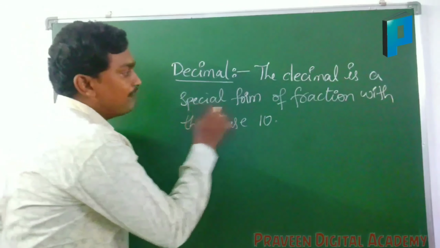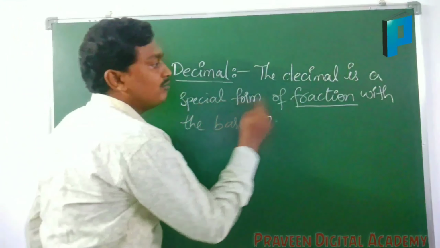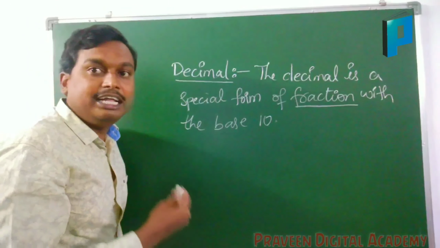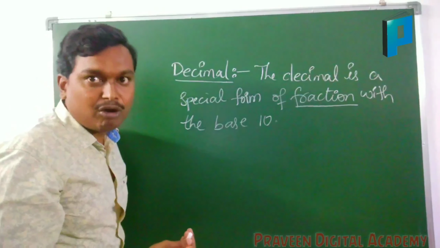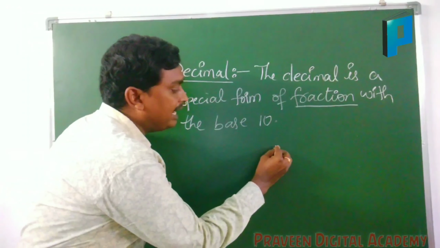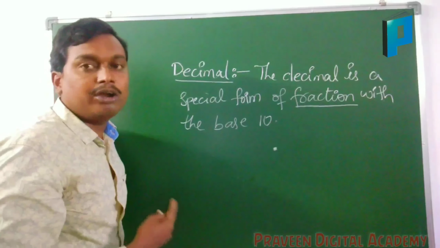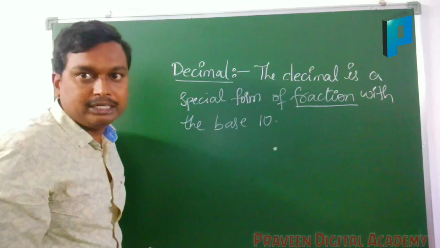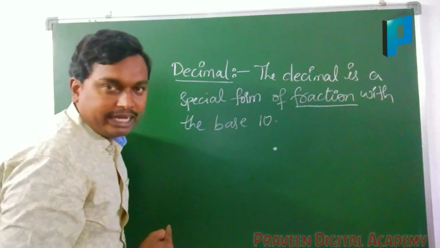Now here, the decimal is a special form of fraction. Here a decimal is also a fraction, but it's a special form. A decimal is always represented by a dot. Here we will say dot, or in general words we will say point. Okay, a decimal is represented by the point.